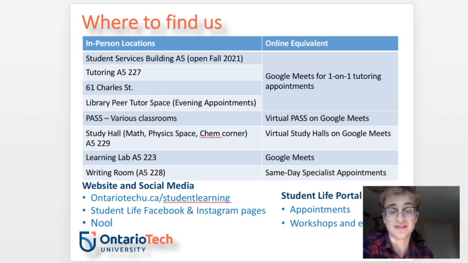These are also hosted in the new A5 building in room 229. Workshops such as Stride are hosted on Google Meets or A5 building room 223. The writing room is at A5 228, and we also offer bookable same-day appointments with writing specialists over Google Meets.